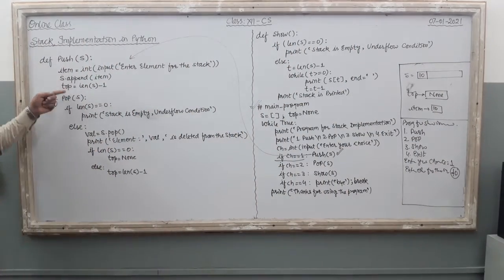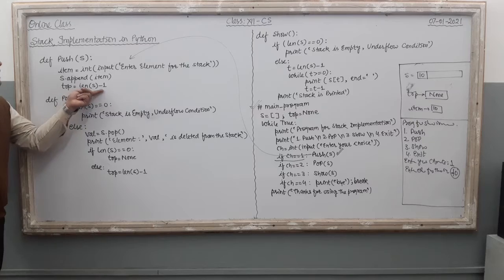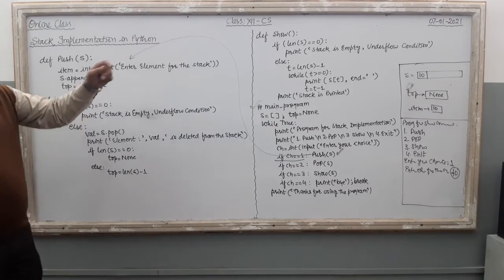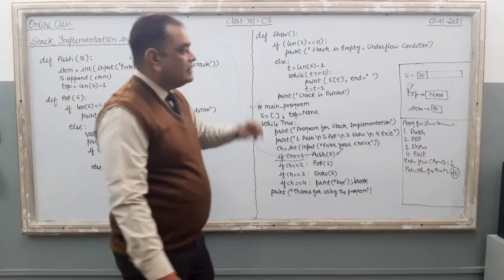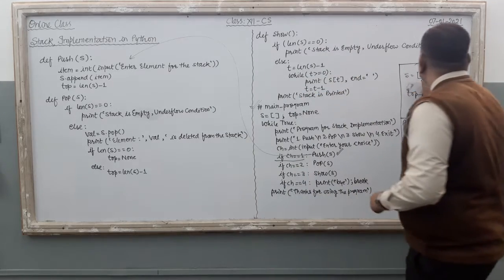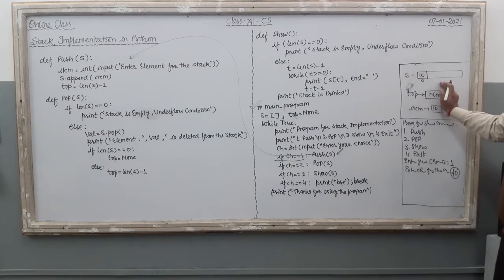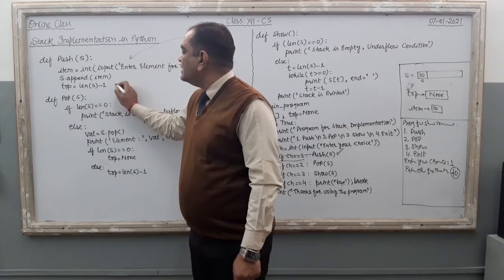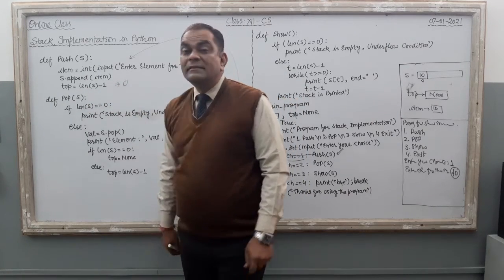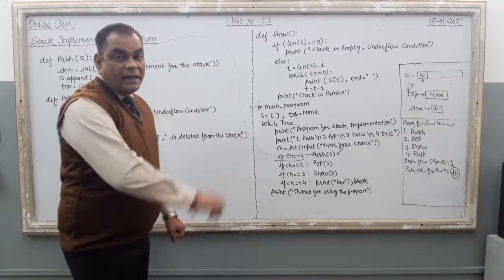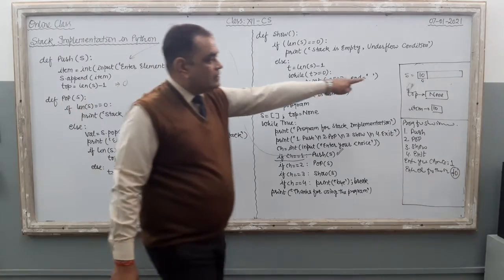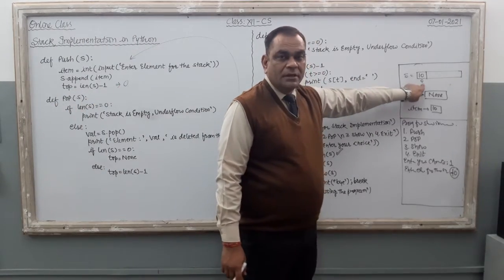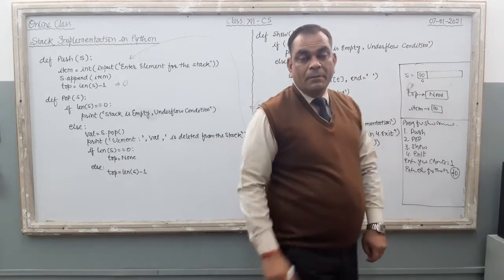Done? Then top equal to len s minus 1. What is the length over here? Length of s, though the position is 0, the length is 1. And then what is the top position? Just say top equal to len s minus 1 means the position of top is 0 when you insert the very first element. Top equal to 0. Just say here, it is the top position. Right? So this is the push operation.